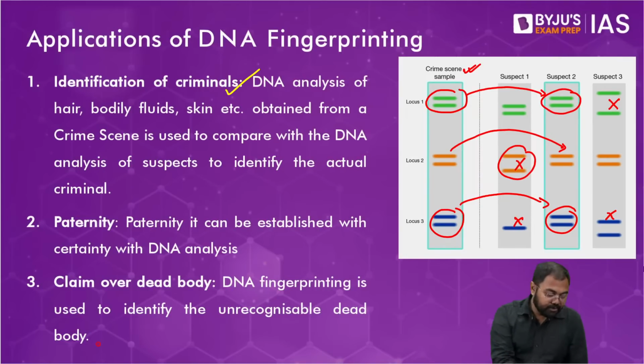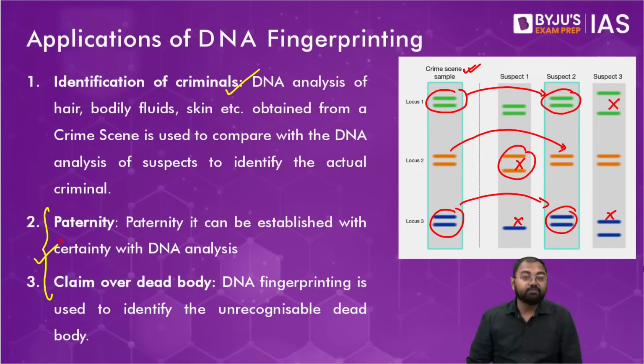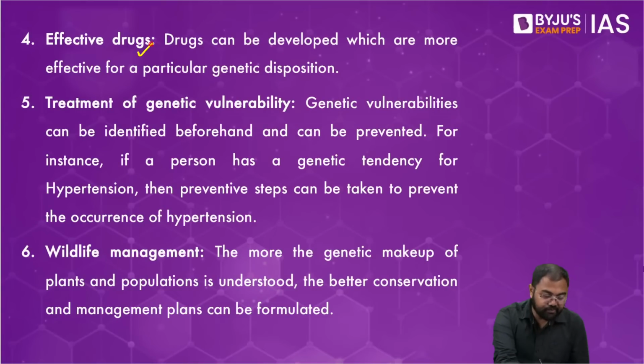Then it can also be used for paternity tests and even for claims over dead bodies, because that is where you can establish relationships, since a large amount of genes will be similar, and that will strike the resemblance, and you'll be able to get the identification. For paternity tests also, to establish the paternity, the same identification method can be useful. Then apart from that, also in making effective drugs.